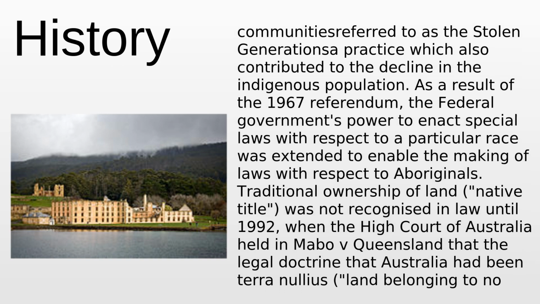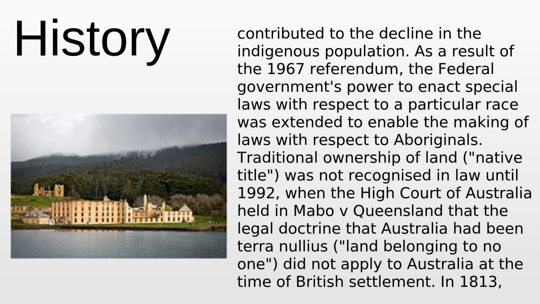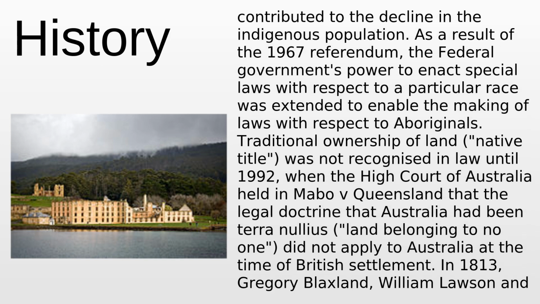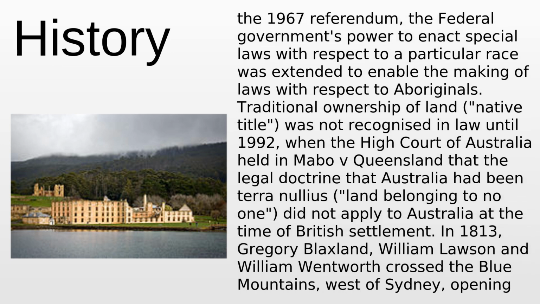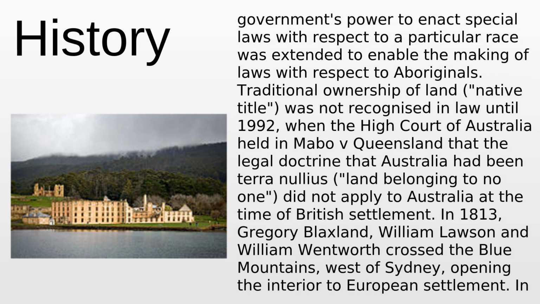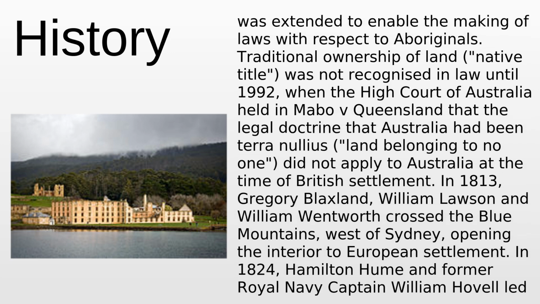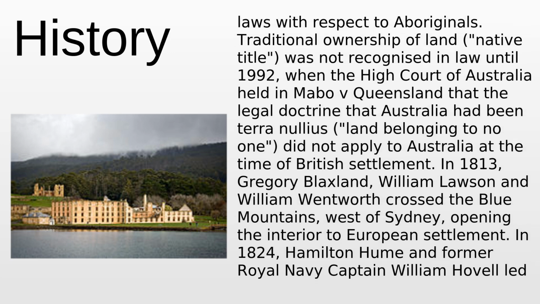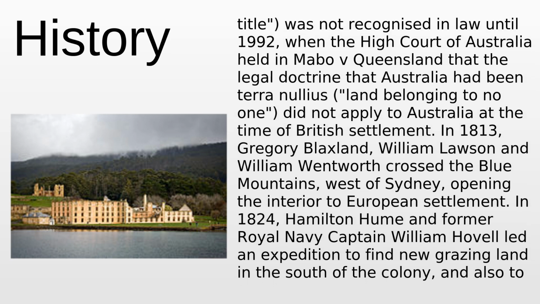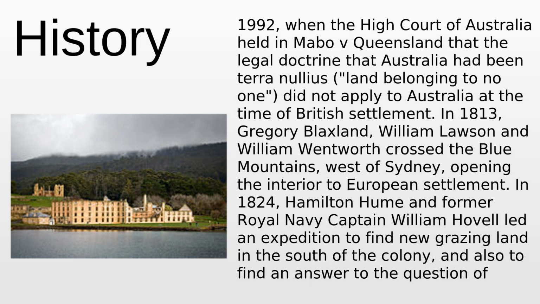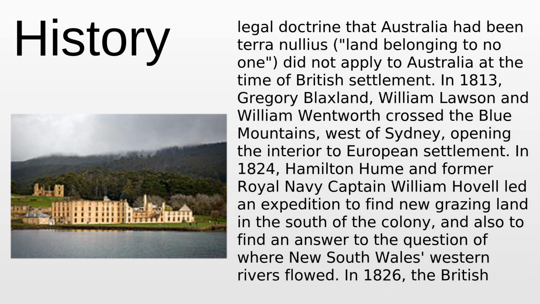As a result of the 1967 referendum, the federal government's power to enact special laws with respect to a particular race was extended to enable the making of laws with respect to Aboriginals. Traditional ownership of land, native title, was not recognised in law until 1992, when the High Court of Australia held in Mabo v Queensland that the legal doctrine that Australia had been terra nullius, land belonging to no one, did not apply to Australia at the time of British settlement.